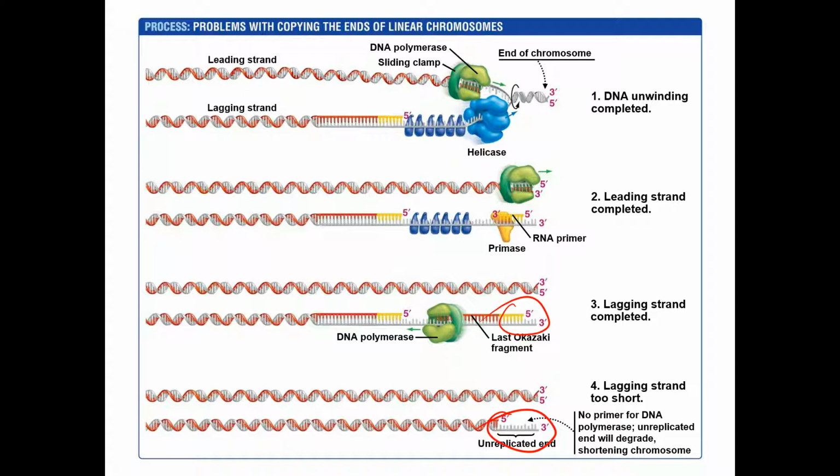So subsequent replication of this molecule of DNA will result in the molecule itself becoming shorter and shorter and shorter. Eventually, this could end up with a cell with deletions in genes that are required for the function of that cell. So more than likely, that cell will probably die as a result of this.